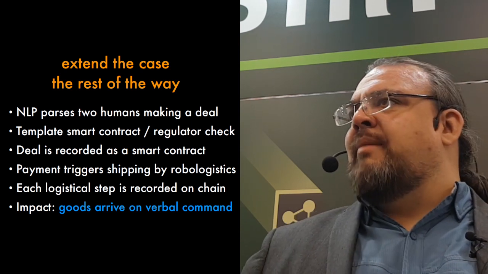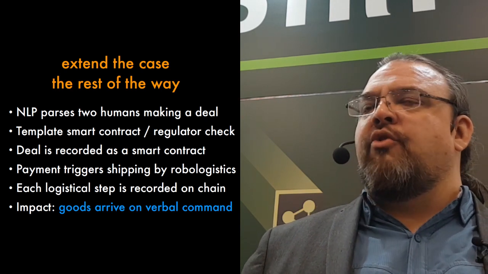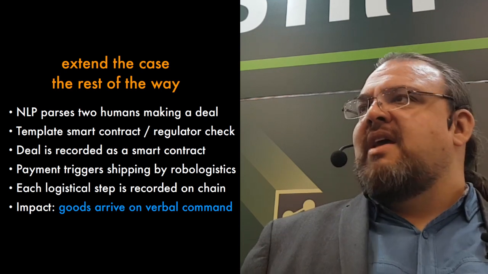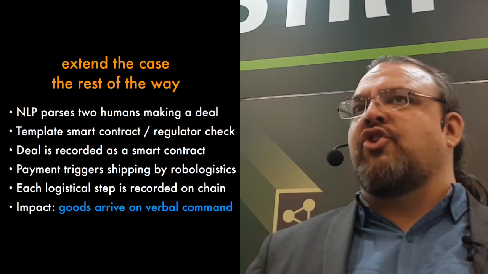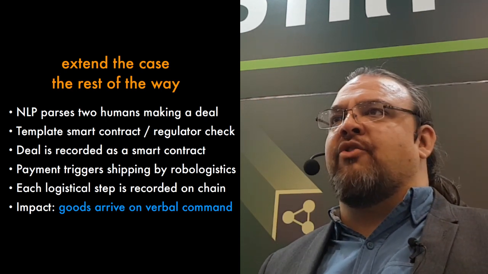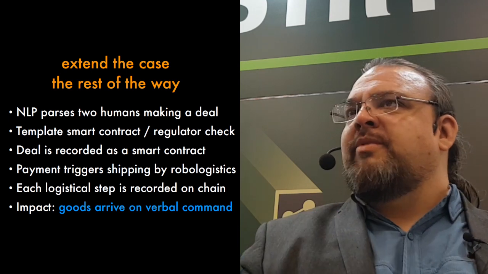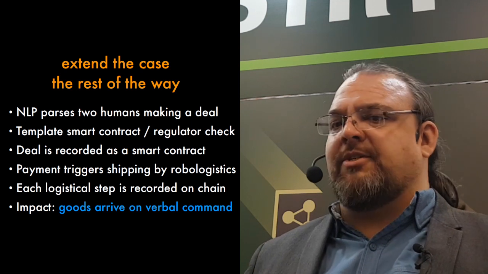Somebody then sends a payment to that smart contract, which starts a cascade of interactions through a robo-logistics network, resulting in the delivery of a physical box. Every step of that logistical trade is recorded on the same blockchain as the original contract was agreed on, and what we have is a completely seamless loop between human speech and a change in the physical world in the form of delivery of goods and services.